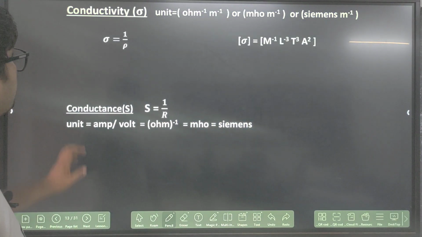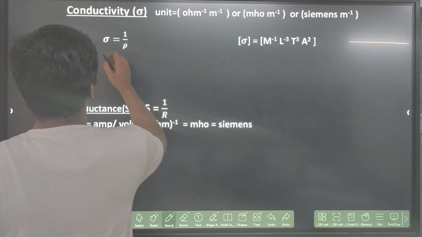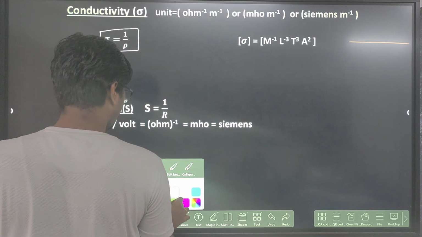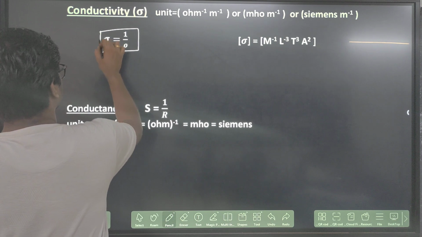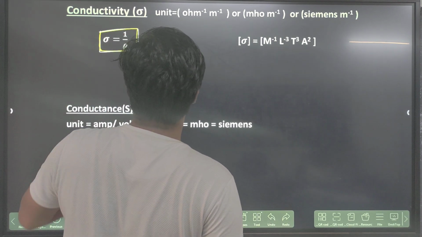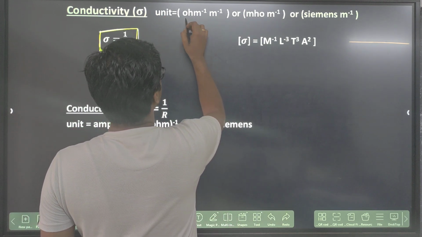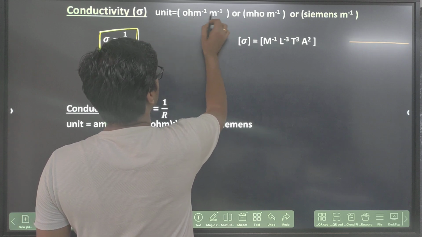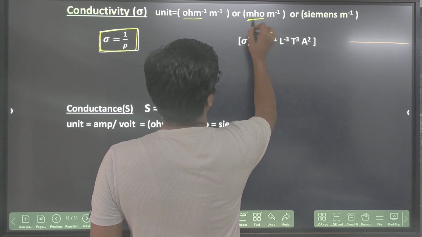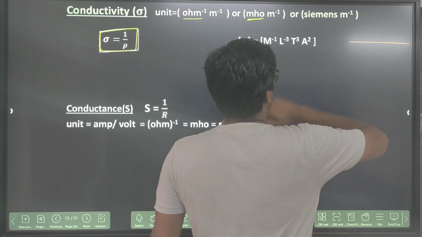Now there is another term that is called conductivity, right? Conductivity is basically the reciprocal of your resistivity. If this is the reciprocal of resistivity, the unit will be the inverse of the resistivity unit. Resistivity is ohm meter, so this will be ohm inverse meter inverse, or ohm inverse can be written as mho, and meter inverse, or Siemens per meter.